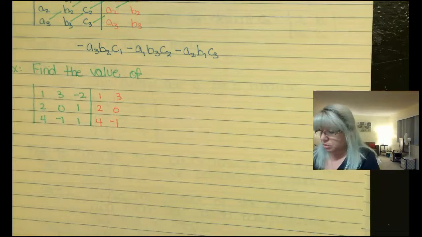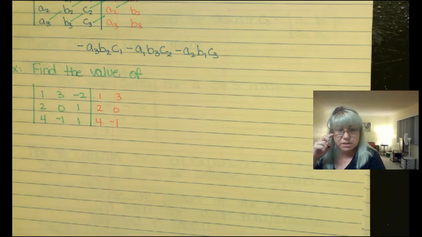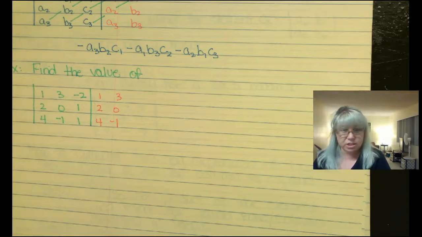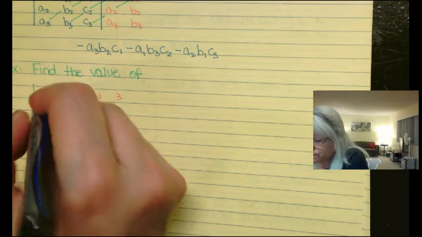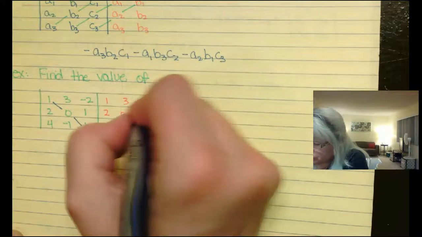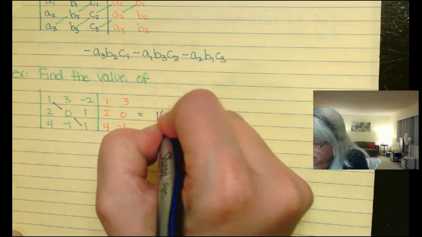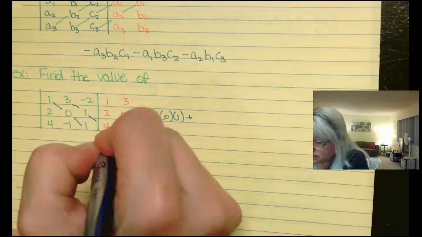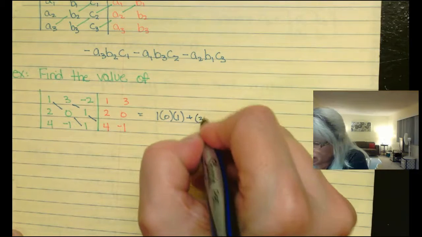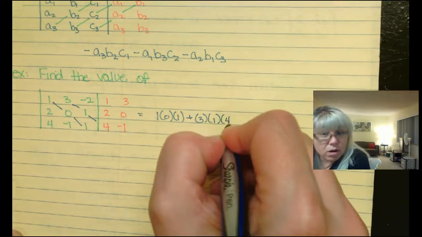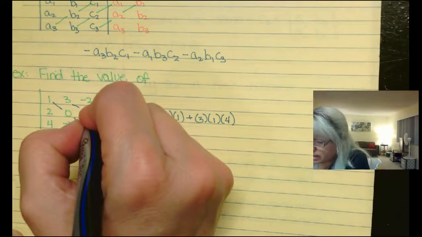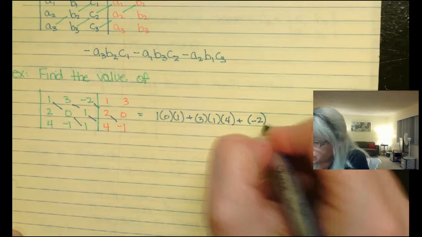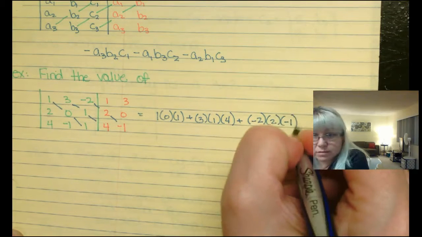All right. So I'll use blue for the positives that we're going to add, add, add, and I'll use green for the subtraction, subtract, subtract, subtract. All right, first diagonal: 1 times 0 times 1, plus second diagonal: 3 times 1 times 4. Third diagonal: negative 2, 2, and negative 1.